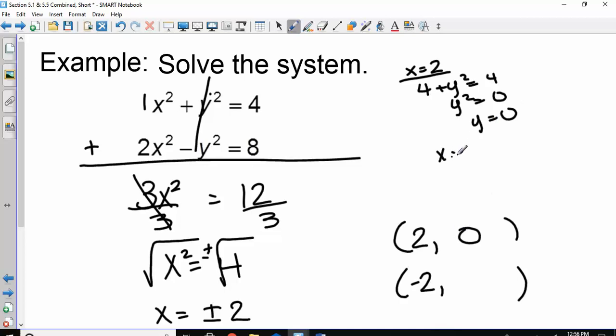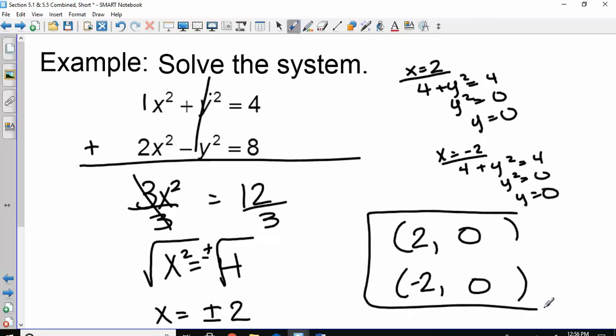What happens when you plug in -2? Same thing. -2 squared is still 4. And again, you get y equals 0. So positive 2, 0 and -2, 0 are both answers. We can also have ugly answers. We could have imaginaries because we know how to deal with all that stuff at this point.